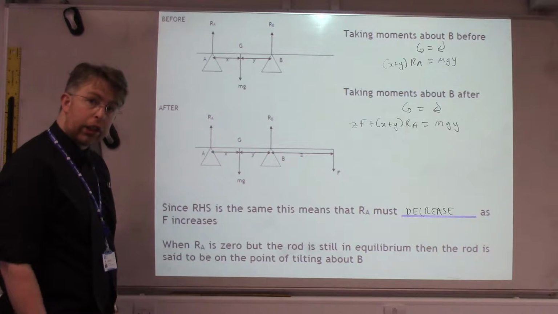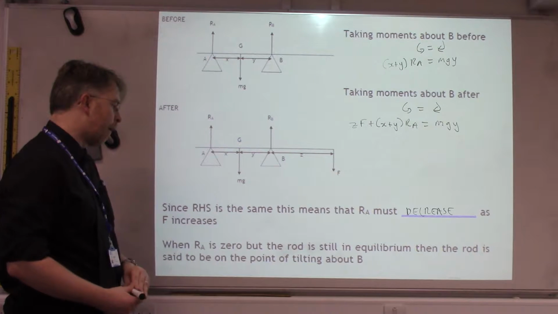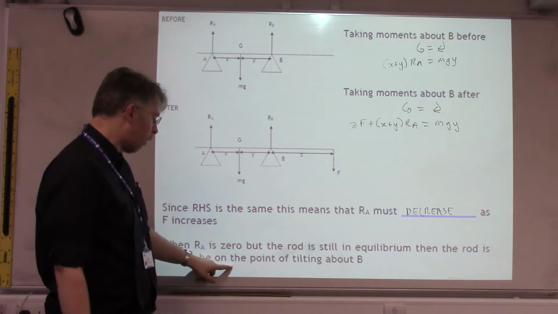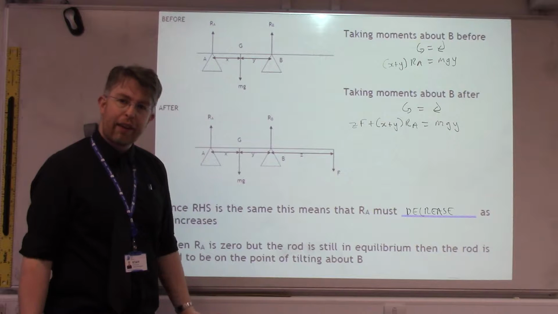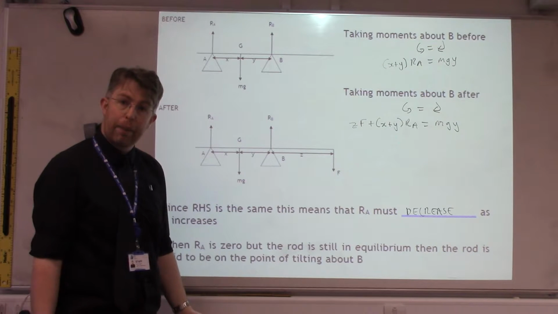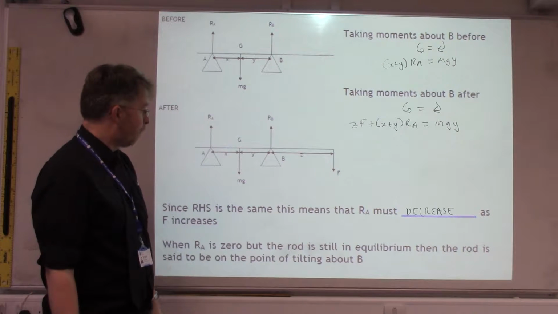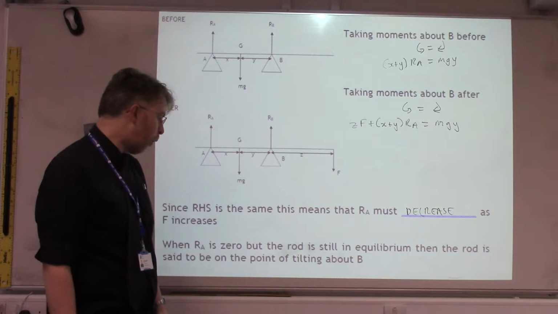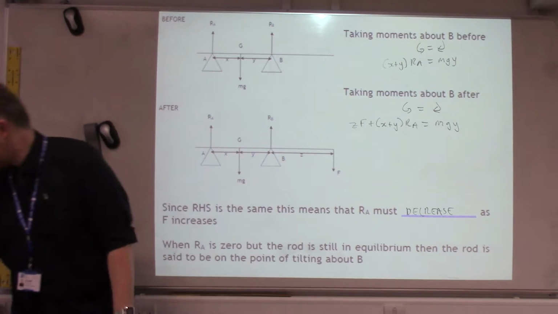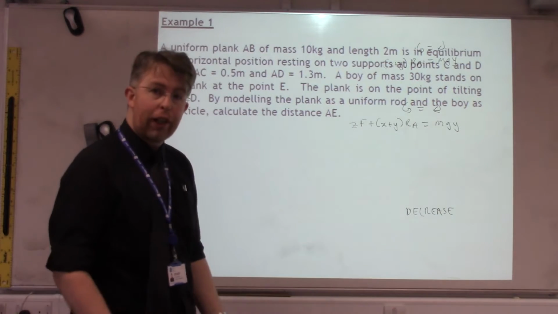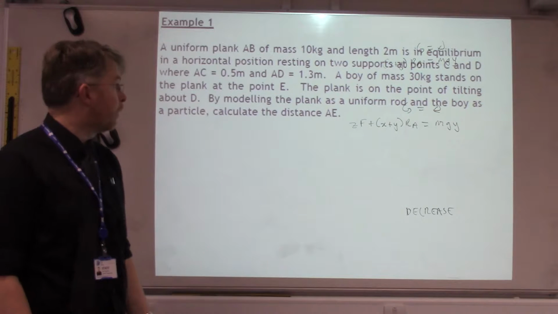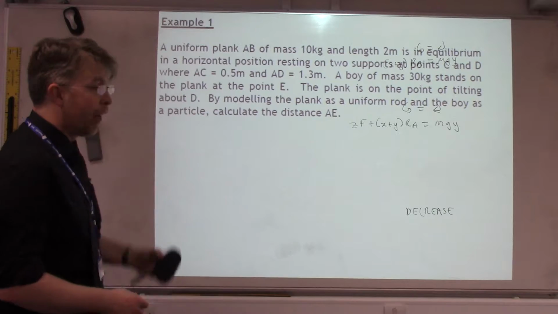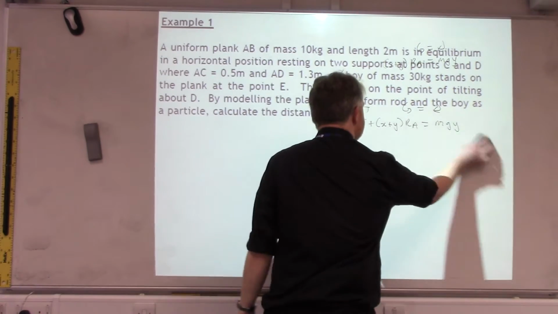Now this can continue to the point that RA is equal to 0, but the rod would still be in equilibrium. Then we say the rod is on the point of tilting about B. It's very similar to limiting equilibrium with friction. Basically, any more force would make it tilt, so it's on the point of tilting. So in examples, if we're told that we're on the point of tilting, we need to know that one of those reaction forces is equal to 0, and that allows us to solve the equation.